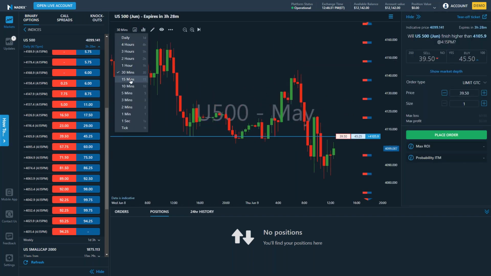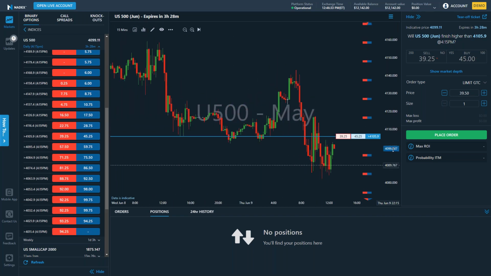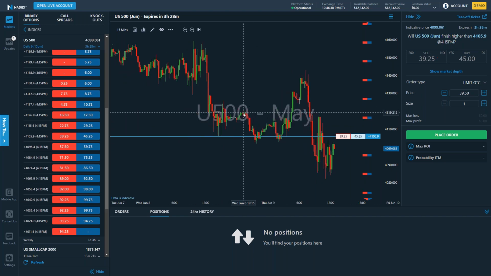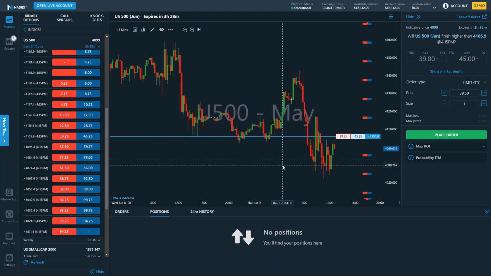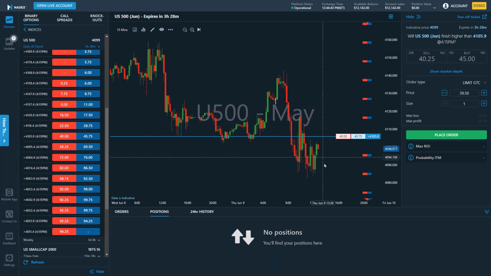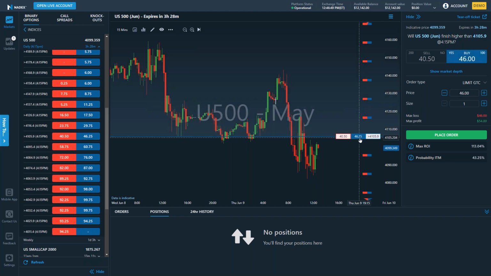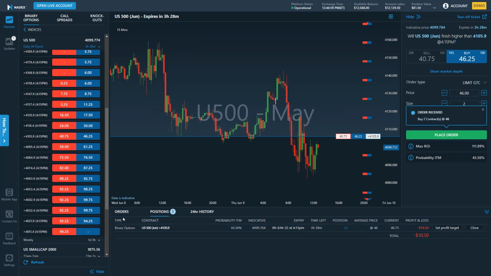Let's make this a 15-minute chart, all right? And here are our different strike prices. Now, again, I'm not doing trade recommendations, but I think we're going to go higher. I think we're going to finish the day strong. I'm just saying that. If I wanted to buy one, I can click buy one. If you wanted to do more and risk more, I could do two. I'm going to buy two at 46. All right, so I just placed an order, and I do have a position. I bought two at 46.